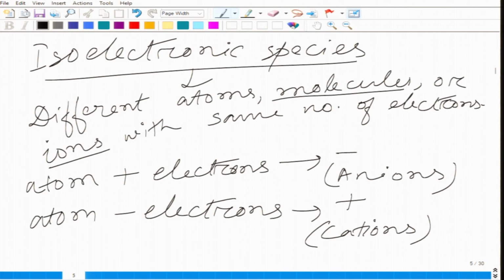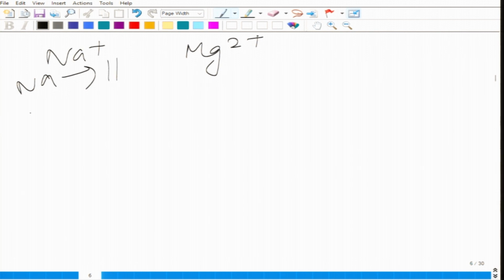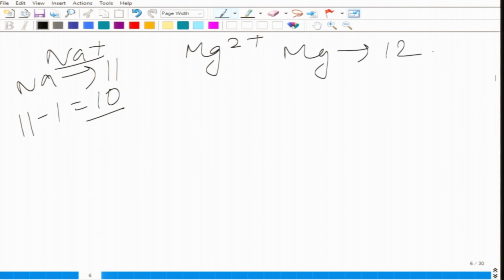So, ions and molecules can also be isoelectronic species. One such example is Na+ and Mg2+. What is the atomic number of sodium? It is 11. So if Na+, 1 electron goes out, so 10 electrons are left. And the atomic number of magnesium is 12. If 2 electrons go out, that is 2+, so 12 minus 2 is 10. So both of them have the same number of electrons.